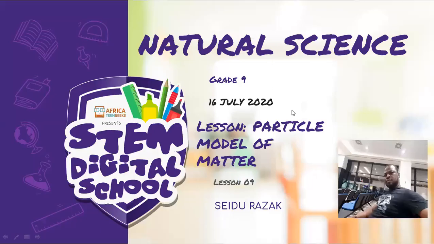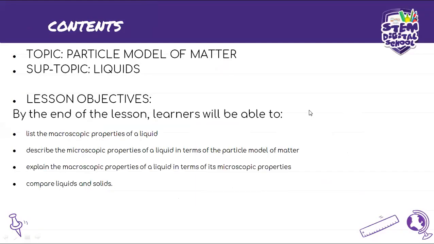A7 learners. All right. Today we are going to be looking at the particle model of matter, particularly liquids. Yesterday we were supposed to look at solids, so I will send those slides so that you can see that one also. So today we are going to look at the particle model of matter and how liquids behave.